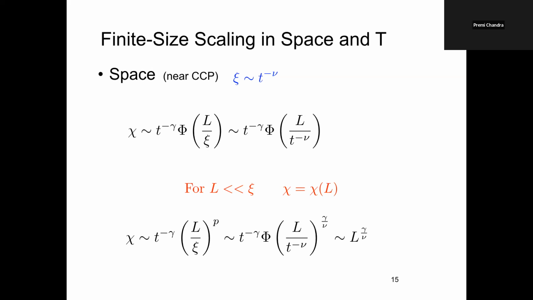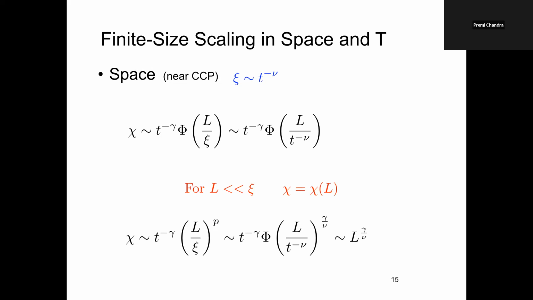But what if we put our system in a box? If we put our system in a box of length L, suppose L is less than the correlation length, then our susceptibility better be a function of that L. Because it doesn't know about what's going on beyond the box. So how do we do that? Well, our susceptibility is t^-γ. We're going to assume that this function is a power law function of L over psi. When we do that, we have L^p t^-γ times 1 over t^-μ^p. Now, we have to make sure that our susceptibility is only a function of L. As a result, the value of p has to be γ over μ, because otherwise we'll have t coming in. And so as a result, our susceptibility goes as L to the γ over μ.